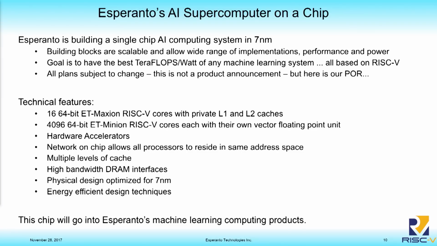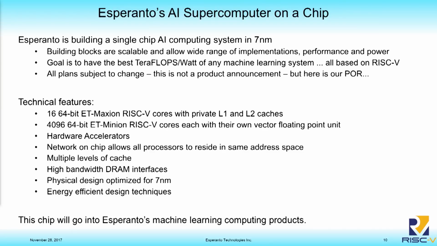So what we're building is an AI supercomputer on a chip, right? The design is fairly scalable in the number of cores up and down. We want to be very scalable in performance and power. We're not just going for the maximum die size and maximum power. We have customers that are very interested in fairly low power levels as well. So we're going to be very scalable.